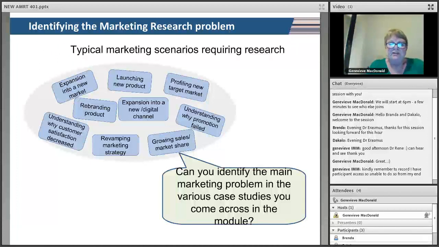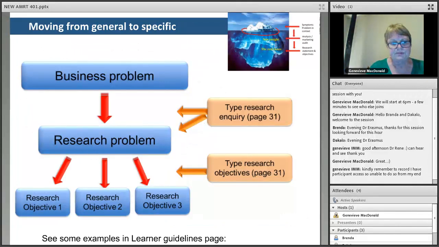So again, can you identify the main marketing problem in the various case studies that you come across in the module, whether you are looking at the case studies in the handbook, the assignment, or the exam? It is the ability to go through all the stuff that's written there and then decide what is the key marketing problem that keeps you from achieving your strategic goals.